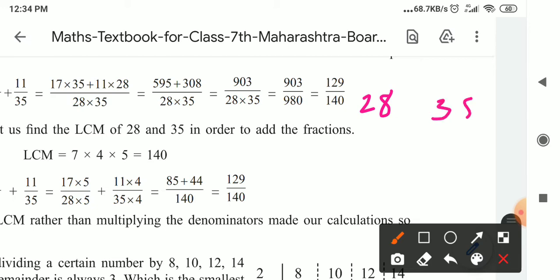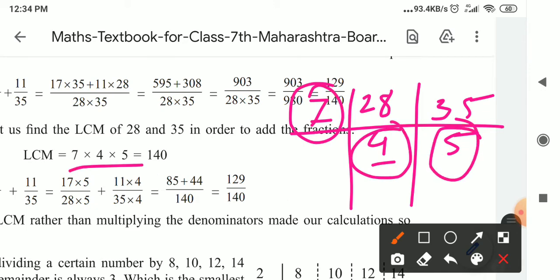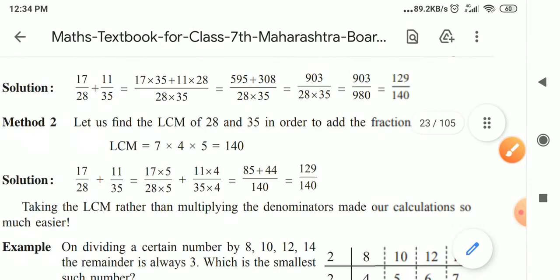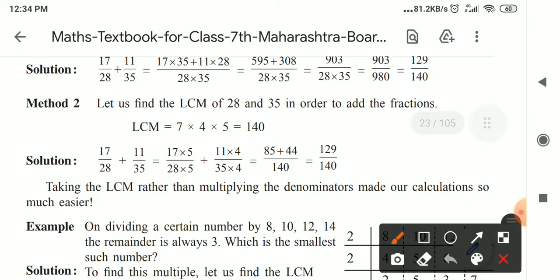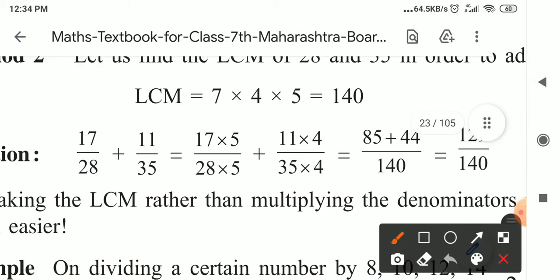7 4s are 28, 7 5s are 35. So 7, 4 and 5 are not present in any common table. So 7 into 4 into 5 is the LCM of these numbers. Okay, now what is the multiplication of this number? 140.